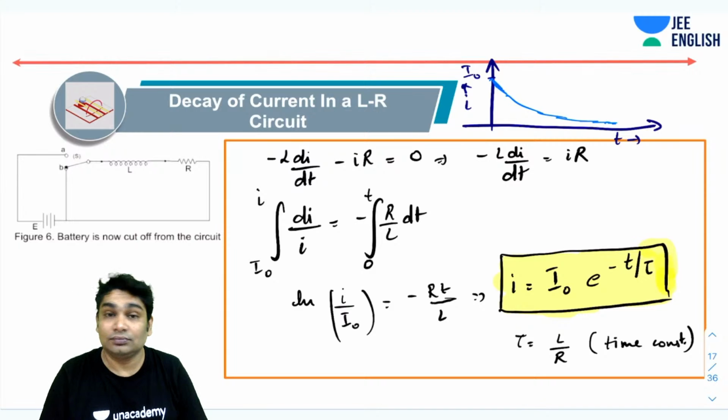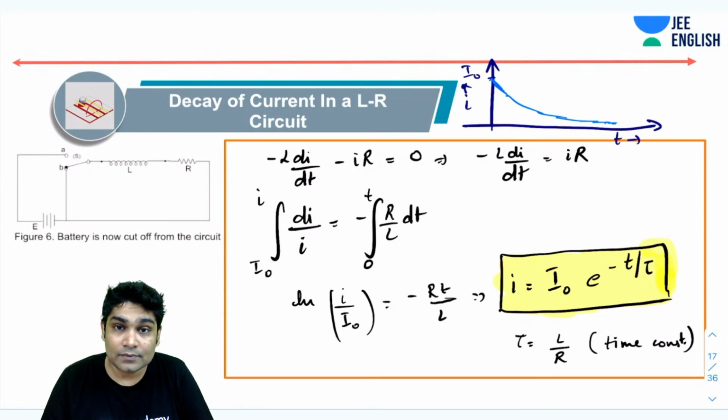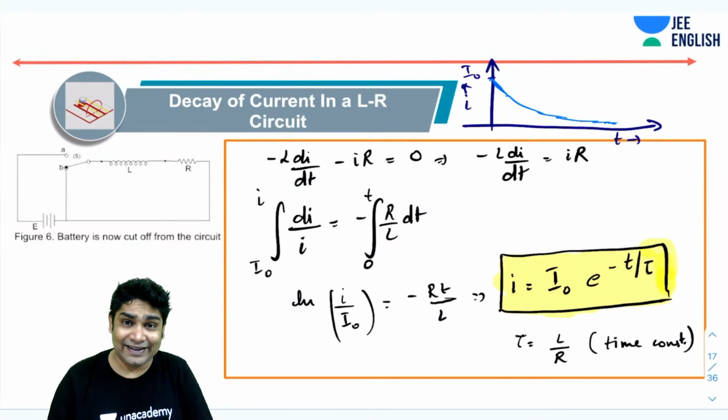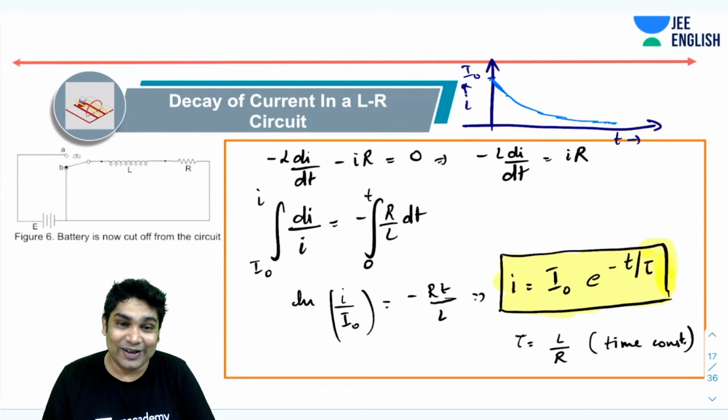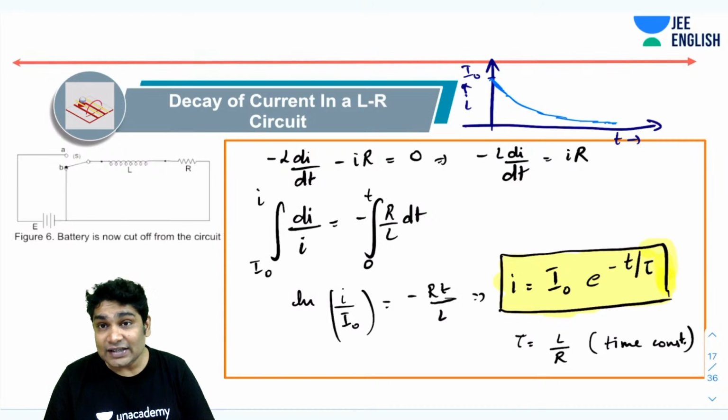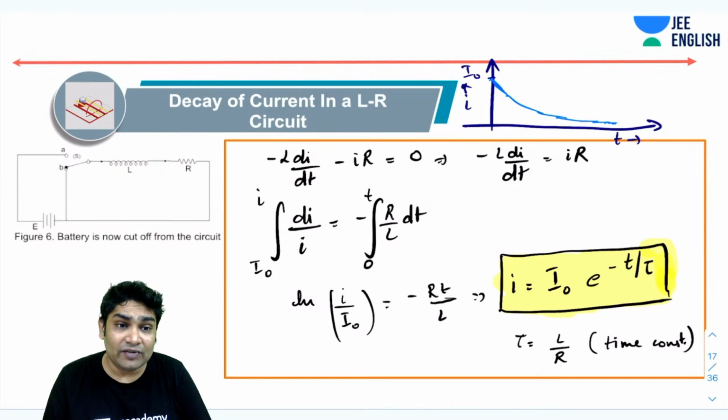I hope everybody is fine with this. Important equation. This shows you that the current will not fall instantly. It will take an exponential path going down. And when will the current go down to zero? It will go down to zero at infinity.